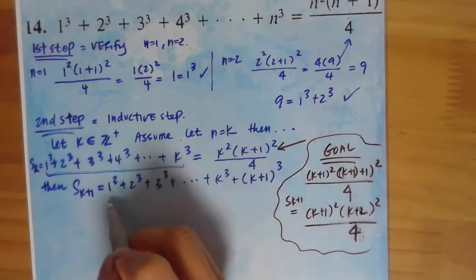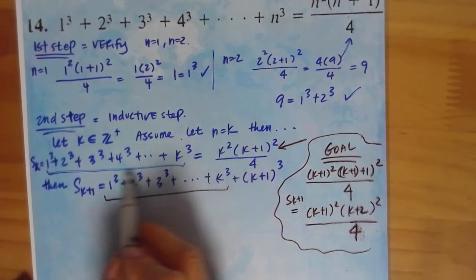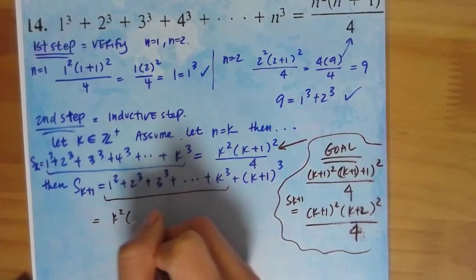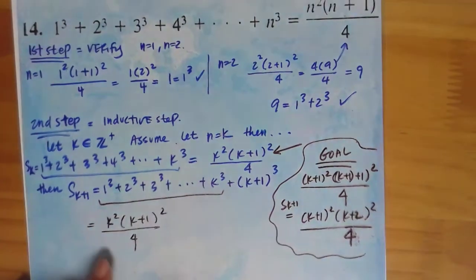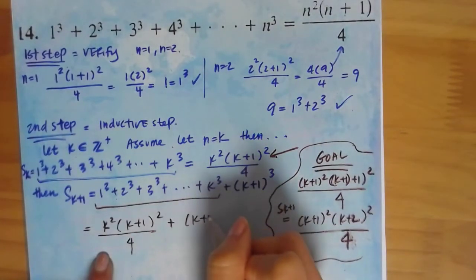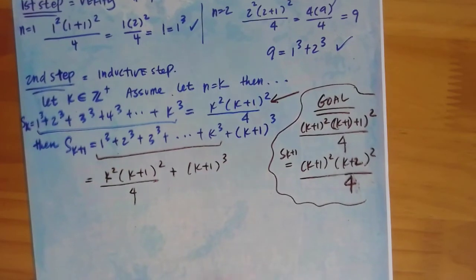Remember that? Now, let's take all this here. We're going to prove it using this step. Isn't this just k squared times (k plus 1) squared over 4? Yeah, that sum is this right here, plus (k plus 1) cubed. So you're almost there.